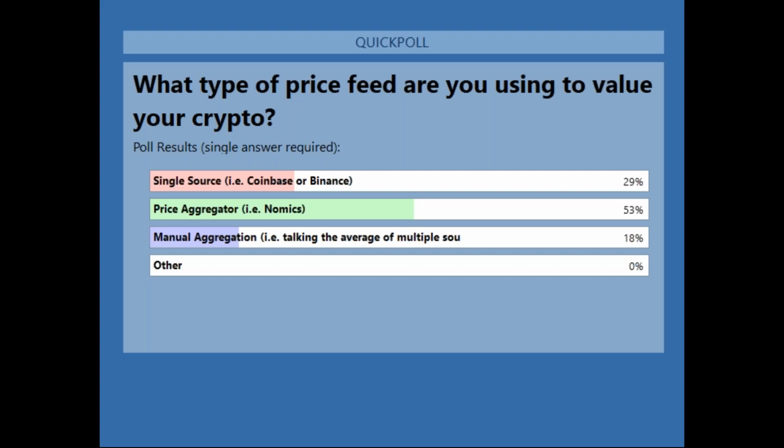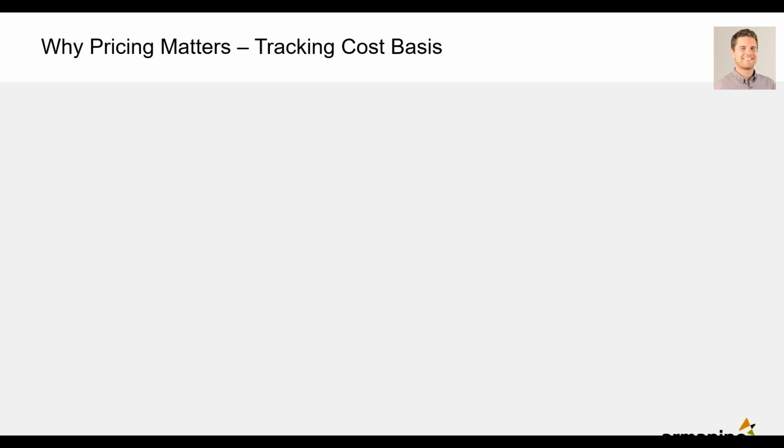We have a lot of people using a price aggregator, and we got about 30% of folks saying that they use single source, and then there is 18% of people who are doing manual aggregation, which, again, not necessarily wrong, but just will require a bit more work on your end. All right, let's keep moving.